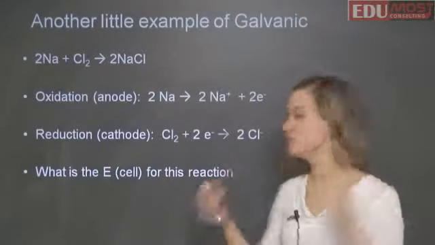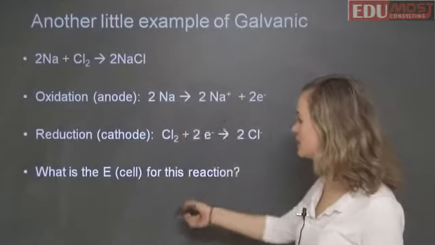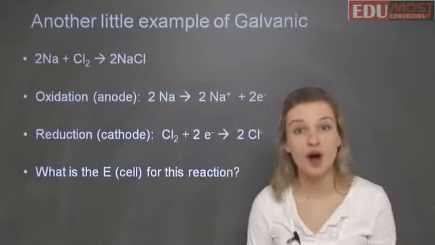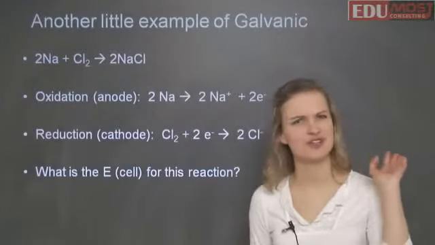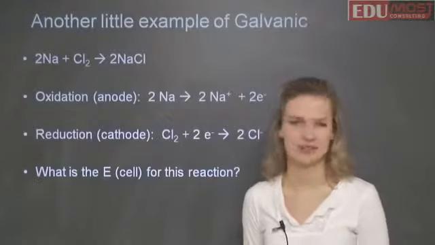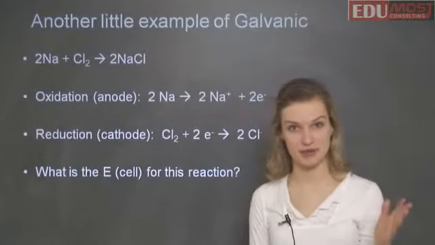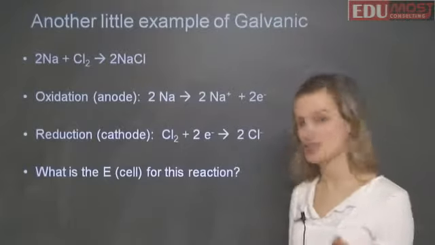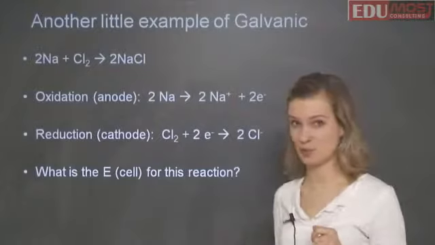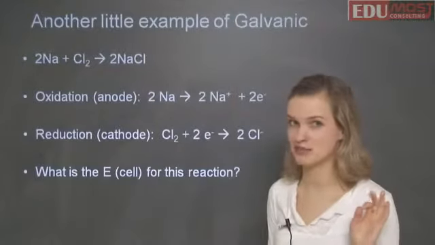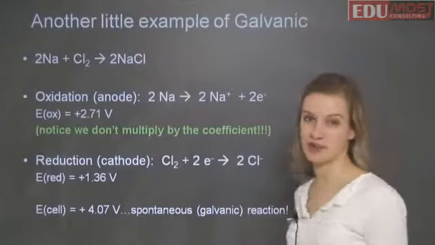When you get the reduction and oxidation potential and the total EMF of the cell, here it is, you do not want to multiply by the coefficients, okay? The coefficients, forget about them. This is the place that they're not important. It does not matter. So don't multiply by the coefficients. Still, the oxidation potential for sodium is simply positive 2.71. It's not 2.71 times 2. It's not that. So you do not multiply by the coefficient.